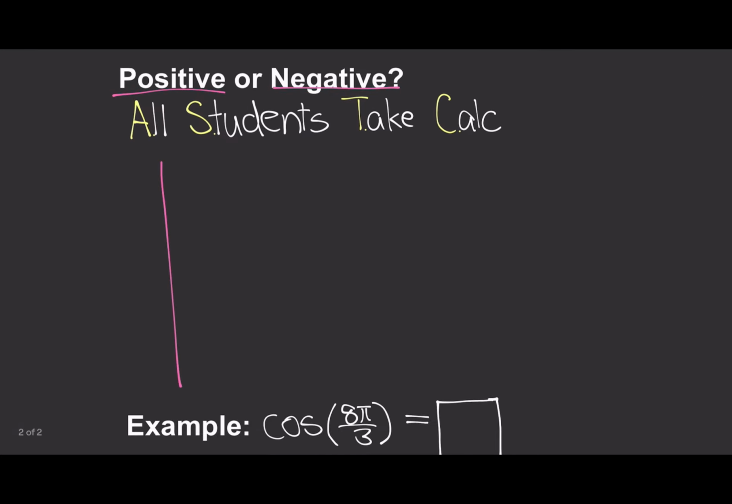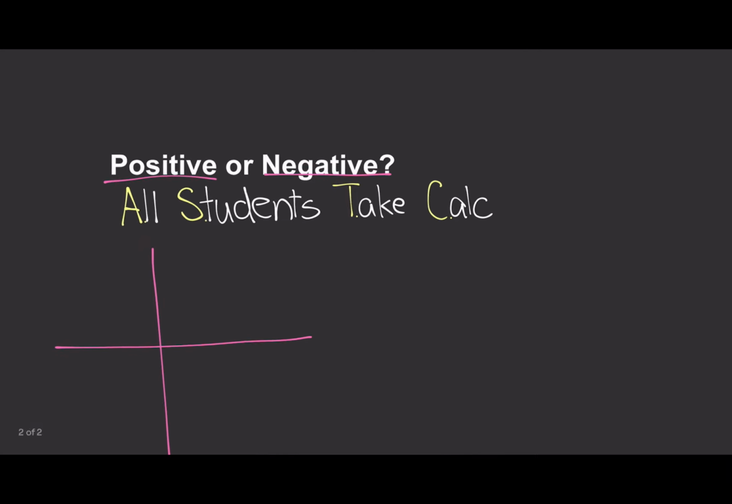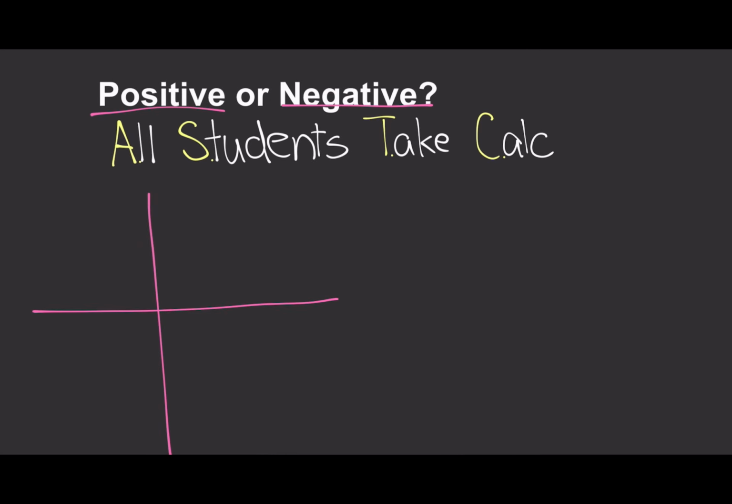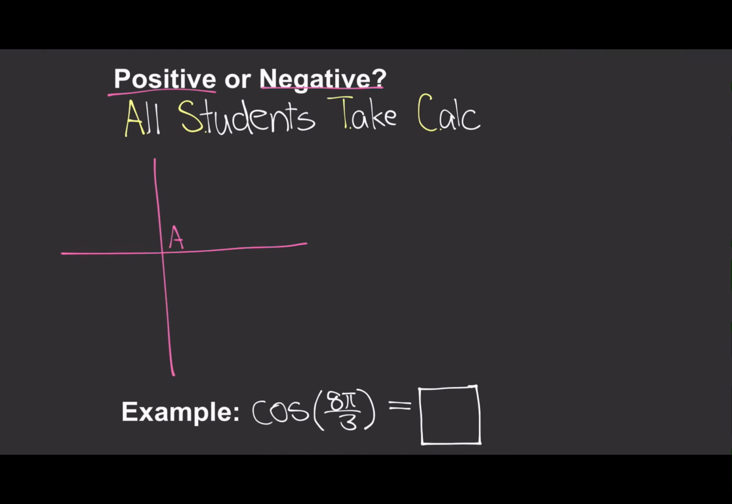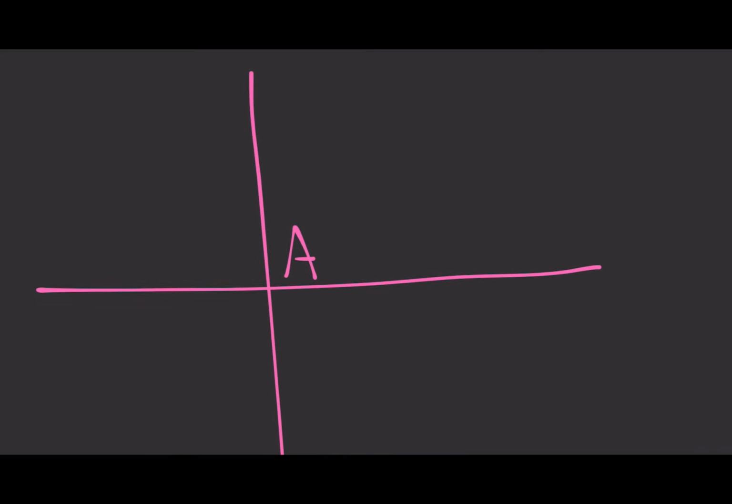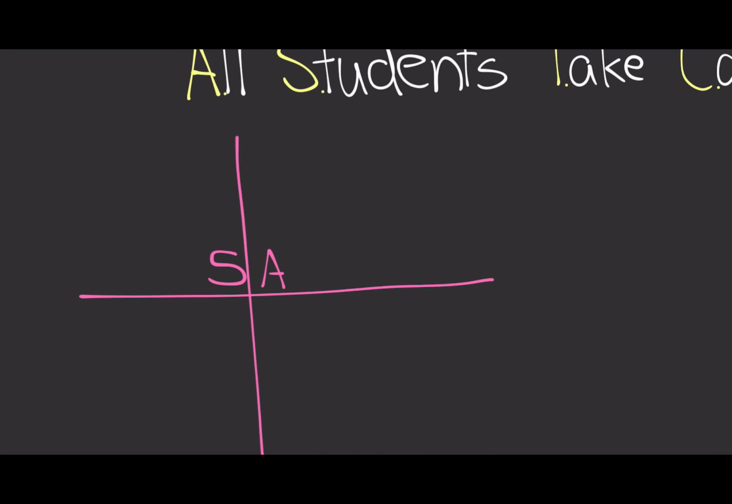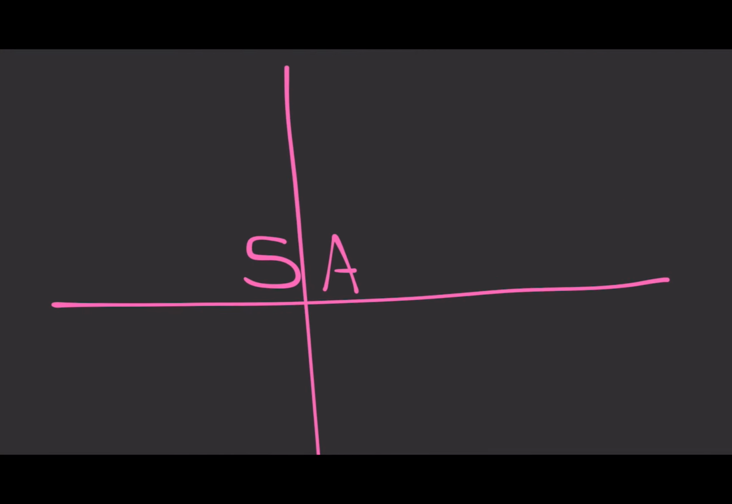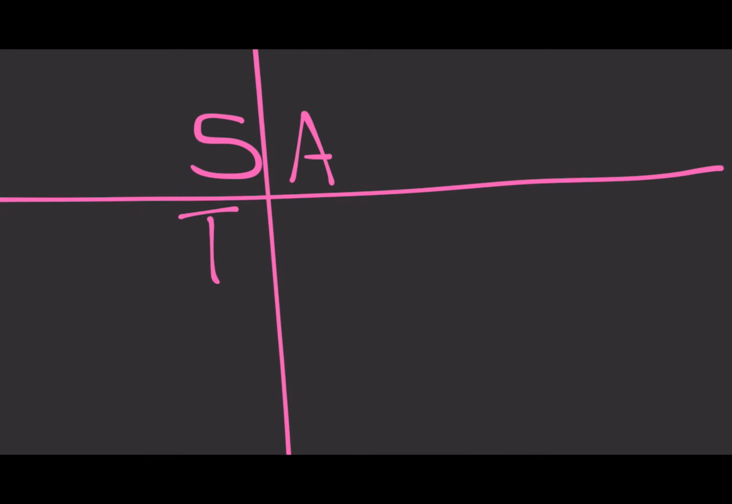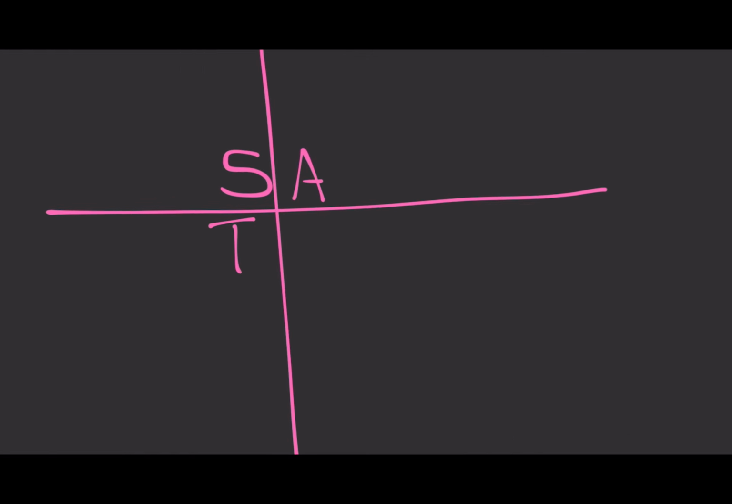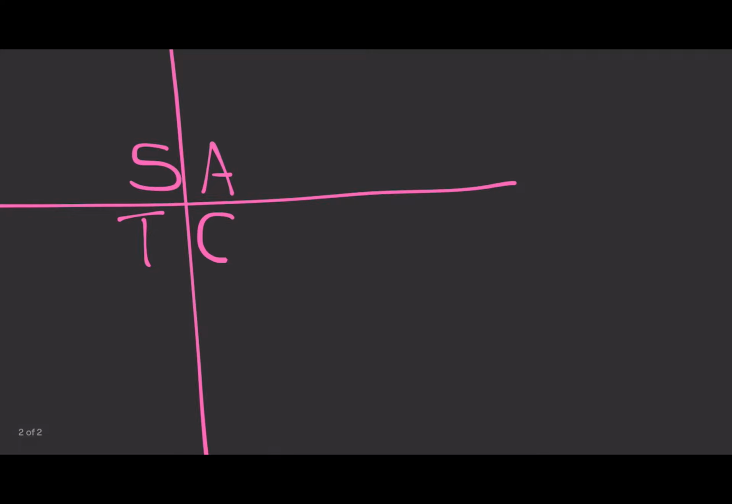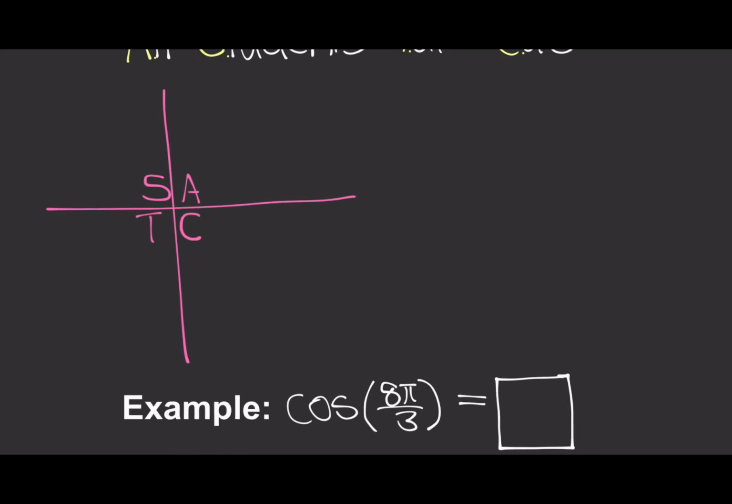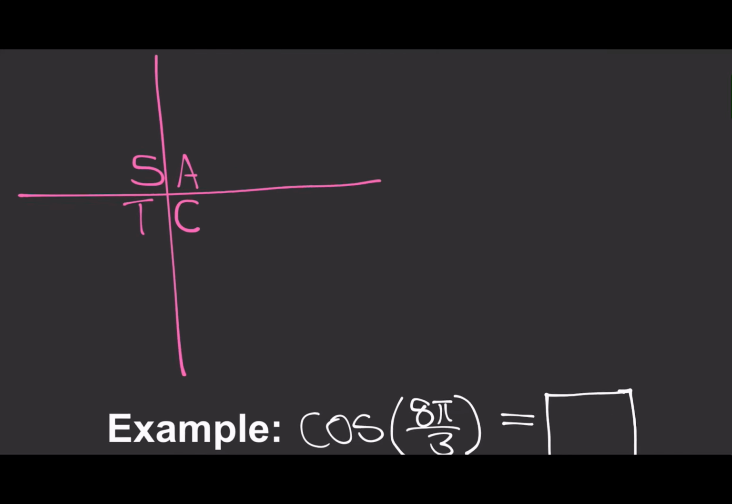So you're going to start with the graph like this. You see this sentence, all students take calc. The A stands for all, so all of sine, tangent, and cosine will be positive in this quadrant. S, students, that stands for sine, obviously. Sine will be positive in this quadrant. Tangent, take, that will be positive. And calc, cosine. So in the fourth quadrant, cosine would be positive.